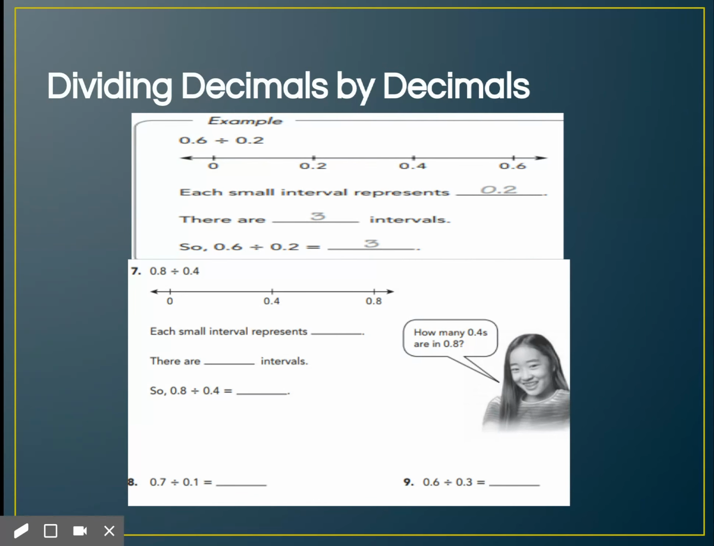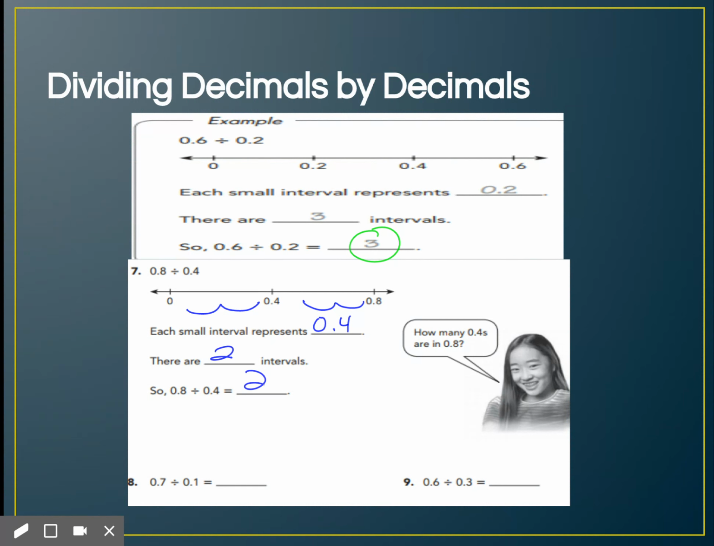Sometimes we have the smaller examples like 0.6 divided by 0.2, and you could make a number line with intervals of 0.2 until you get to 0.6, and you can see that you'd have 3 intervals of that. Just like here, 0.8 divided by 0.4. Make 2 groups of 0.4 until you get to 0.8. So each small interval represents 0.4.